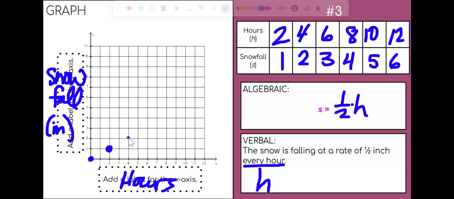In 4 hours, we have 2 inches of snow. 6 hours, 3. 8 hours, 4. 10 hours, 5. And 12 hours, 6. Now, even if you didn't use these numbers in your table, you went 1, 2, 3, 4, 5, 6, and you have some halves, your line will look the same. Your points will just be in between my blue dots. You can really put any numbers you want on a table, though we want to stay low so that these are points that we see on our graph.